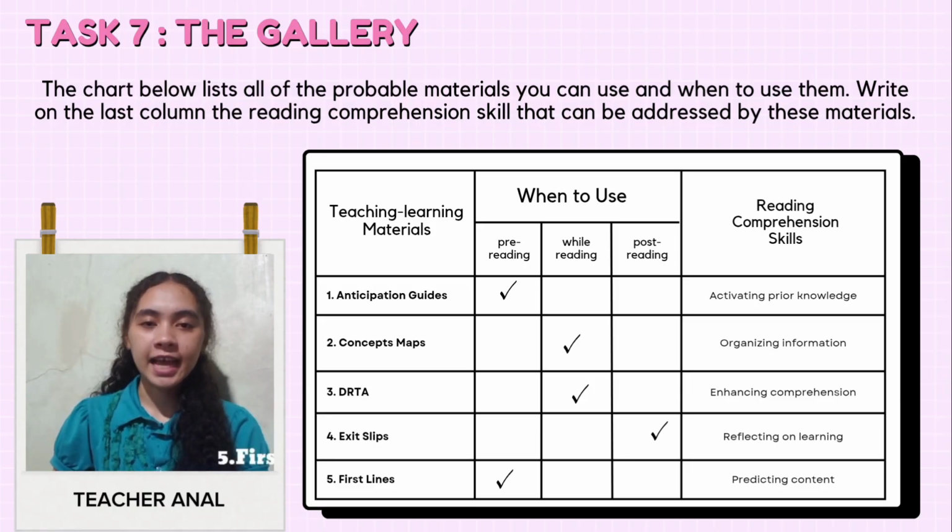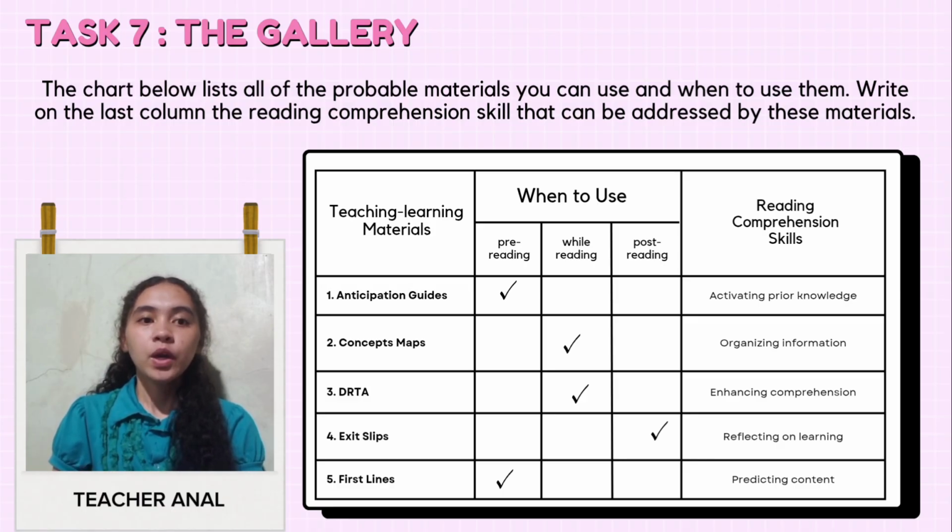Number 5, first line. When to use: pre-reading. The reading comprehension skill: predicting content. Using the first line of a text, students can make predictions about the content. This strategy sparks their interest and prepares them for what they are about to read.